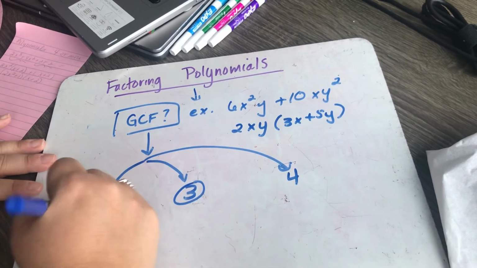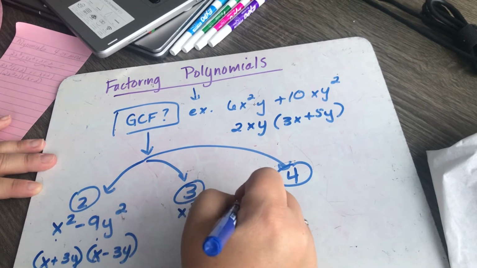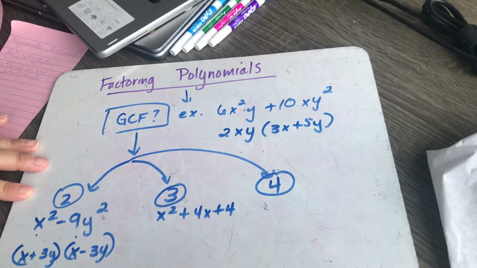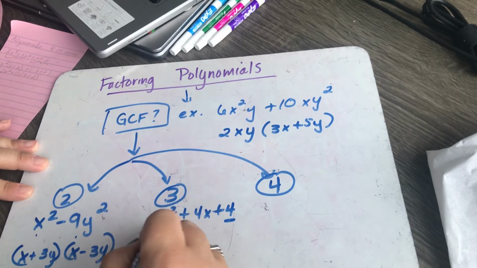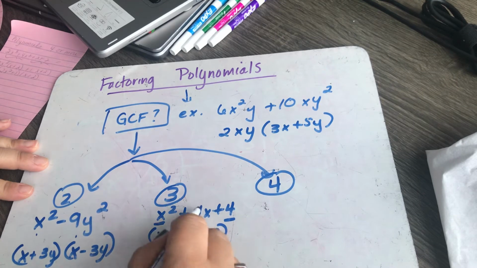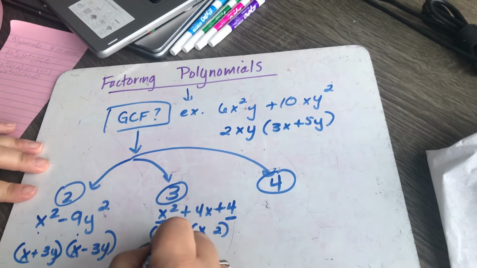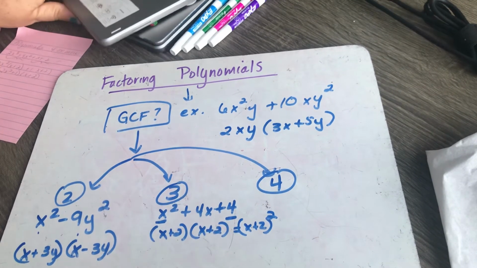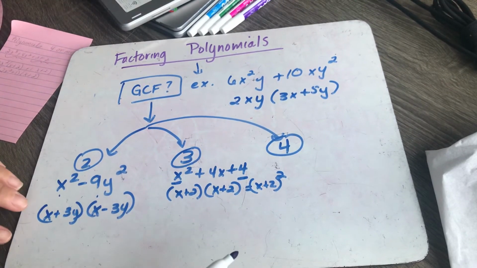So we'll do x squared plus 4x plus 4. Is that a perfect square trinomial? Well, let's see. That's a perfect square, that's a perfect square. So I have x and x, and I have 2 and 2. 2 plus 2 is 4, so that works. And they're all positive, so x plus 2, or I could say x plus 2 squared. So yes, that's a perfect square trinomial.